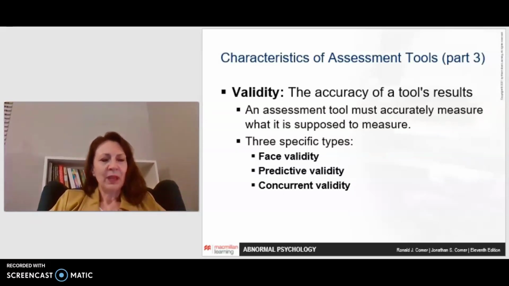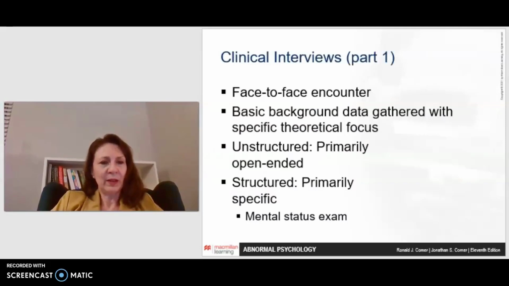Predictive validity is where we're looking at whether a tool accurately predicts future characteristics or behavior, such as when we give an IQ test, we know that those predict academic achievement. And then concurrent validity is where a tool's results agree with independent measures that assess similar characteristics or behavior. So we would, for example, take a look at how different IQ tests measure the same or similar characteristics or behavior, and if they stack up together.